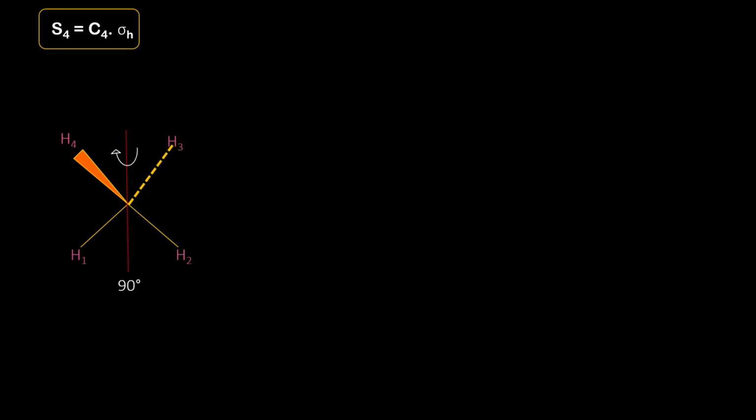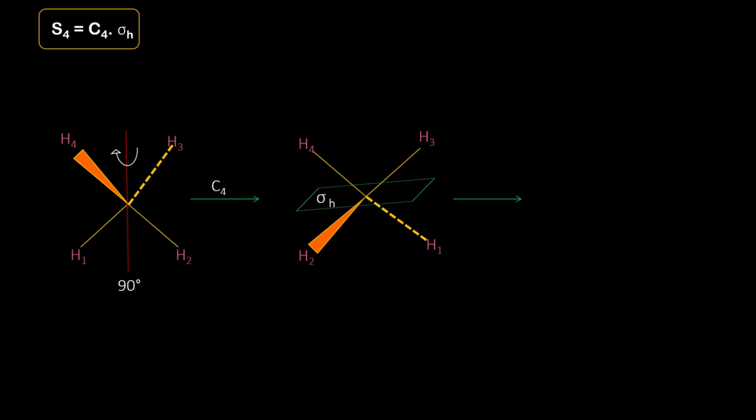First, we will apply the C4 rotational axis. Means we will rotate the molecule about 90 degrees. So we get this orientation. Next, we will apply sigma h, that is perpendicular to the principal rotational axis, and we will get the final orientation as this. Total 3 S4 improper rotational axes are present in the methane molecule.